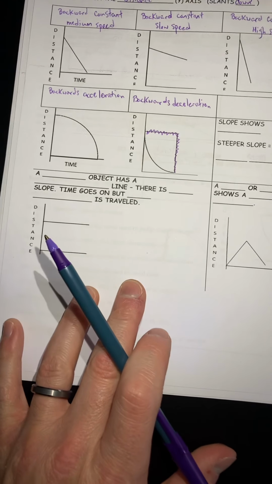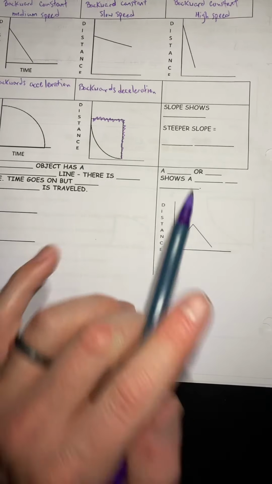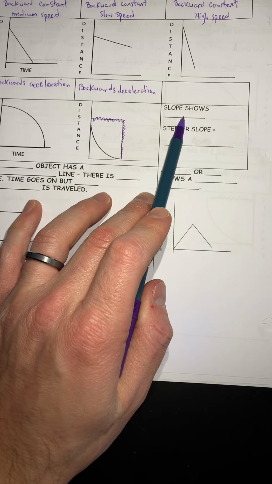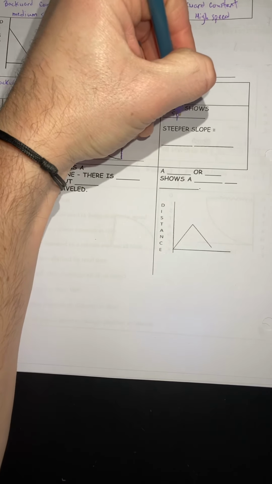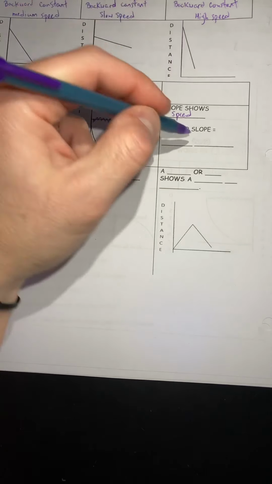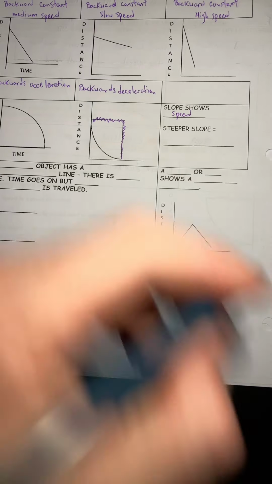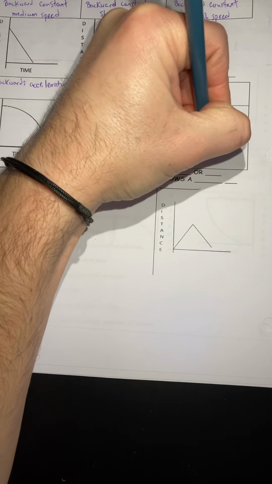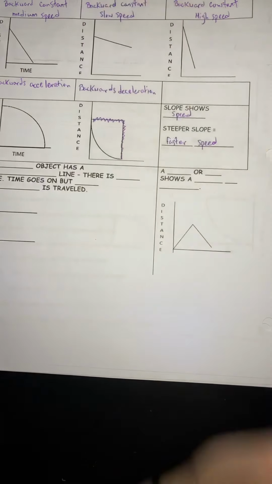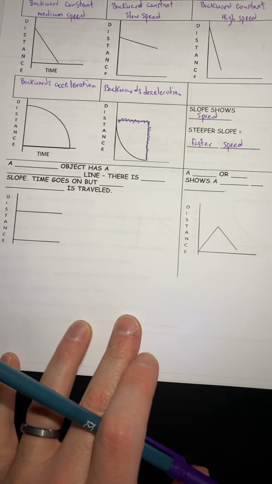All right, backwards deceleration. What does the slope of the line show? Speed. So a steeper slope shows what? Faster speed. Okay.